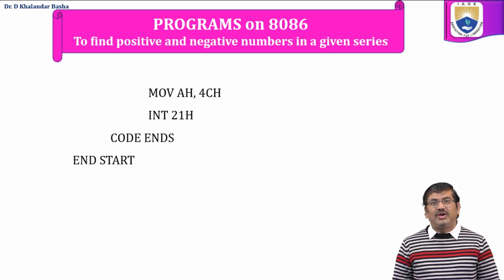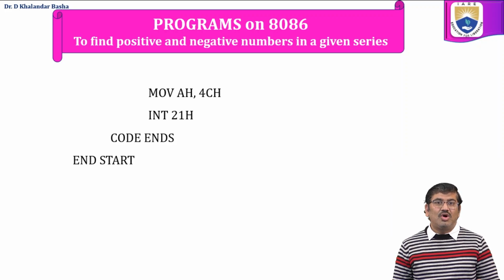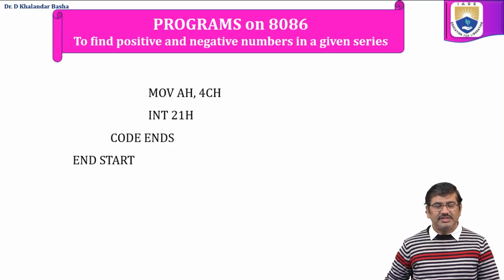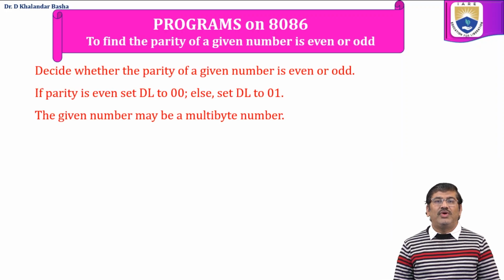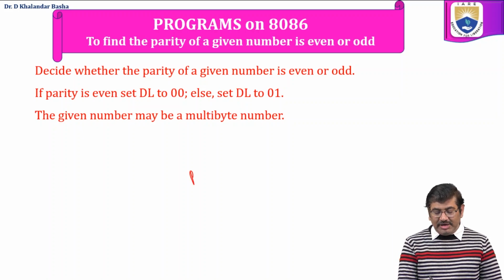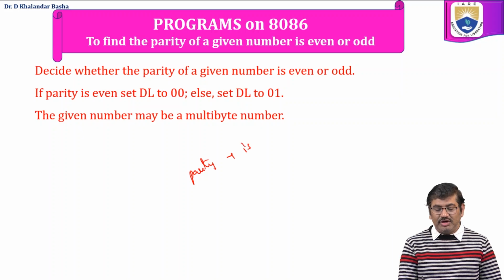With this, we are done with the program for finding out how many positive numbers and negative numbers are there in a given series. Next, we will move to the third program, which is to find whether the data provided has even parity or odd parity. The parity bit indicates how many ones are there in your data.